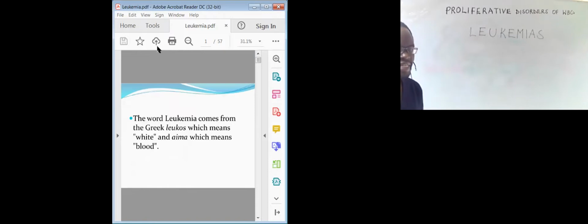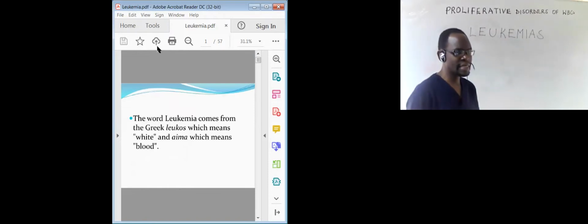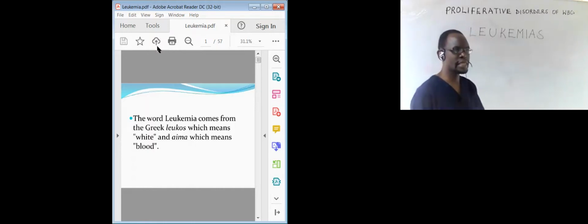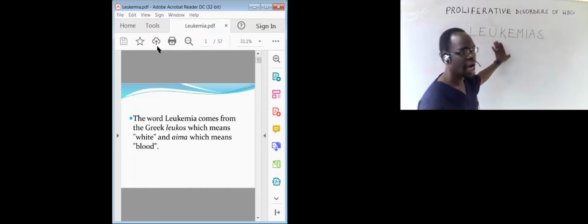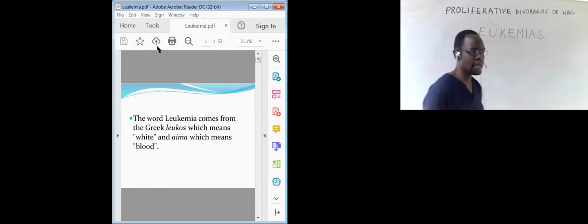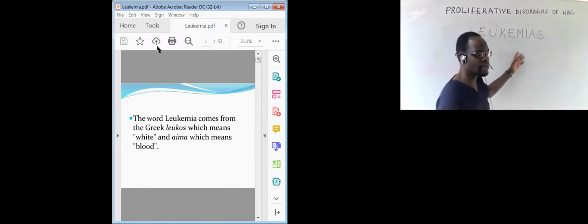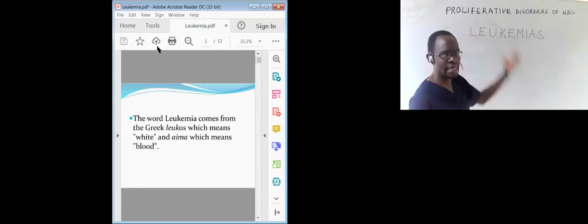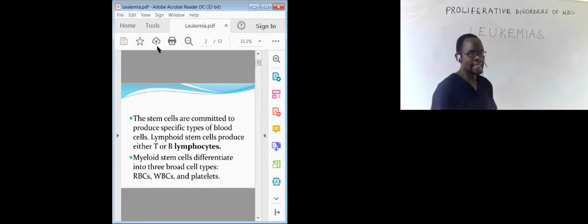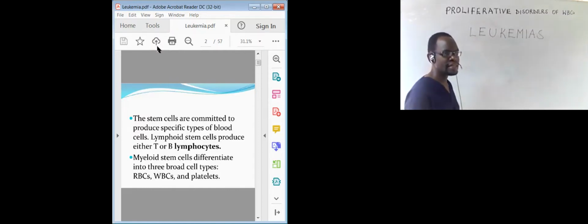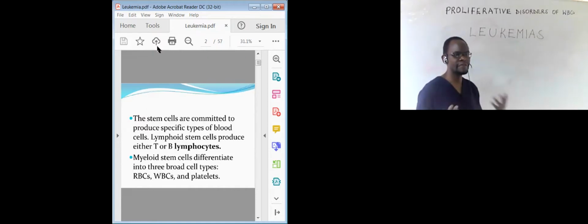So we are saying, what are leukemias? Basically, the word leukemia comes from two Greek words, leukos and ima. Leukos means white, and ima means blood. So white blood cells. The cells are committed to produce specific types of cells. We have seen already that stem cells produce specific types of blood cells.